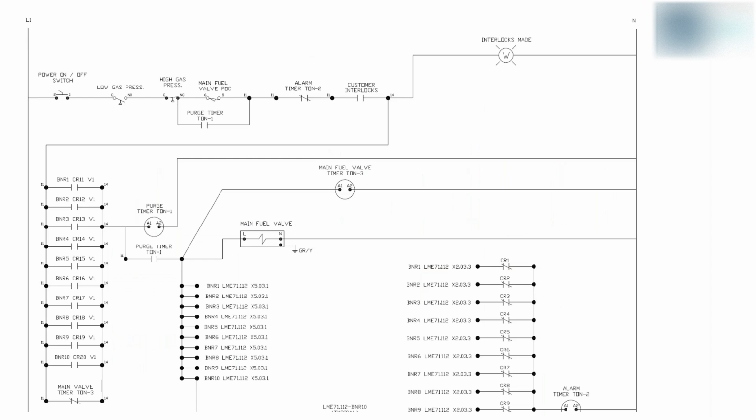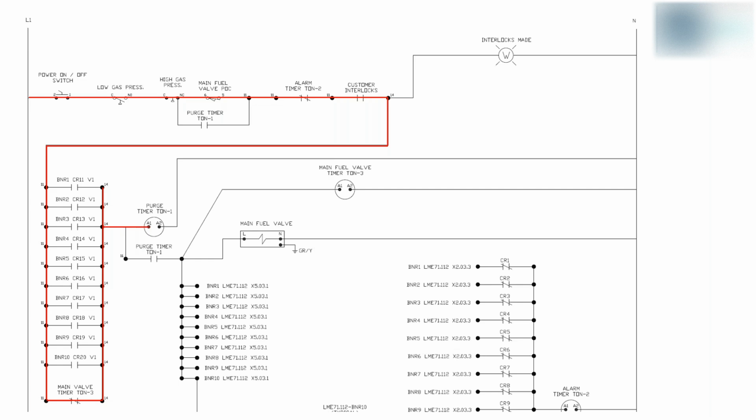Let's start with the power coming in. Here we have the permissive string that is common to the system. Low and high gas pressure switch, proof of closure on the main, alarm timer that opens when a proof of closure at the burner is not operating properly, and a placeholder for any other interlocks common to the system, high temperature limit, conveyor running, etc.